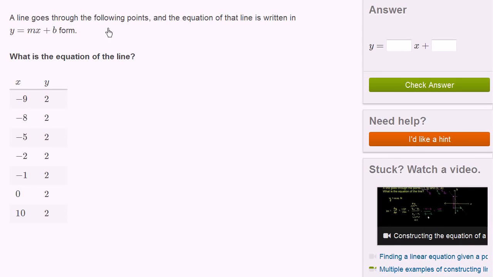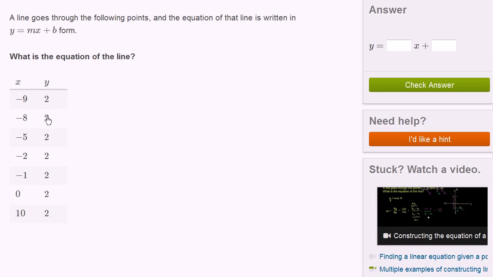A line goes through the following points, and the equation of that line is written in y equals mx plus b form, also known as slope-intercept form. What is the equation of the line? So the first thing we want to think about is, what is the slope of this line? What is m here? So what is our change in y for a given change in x?